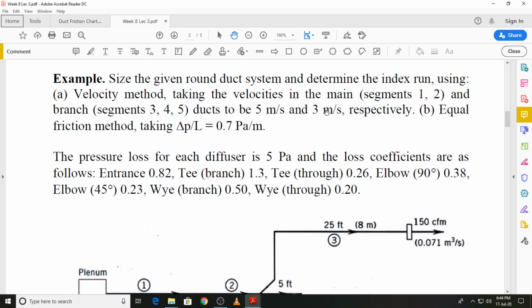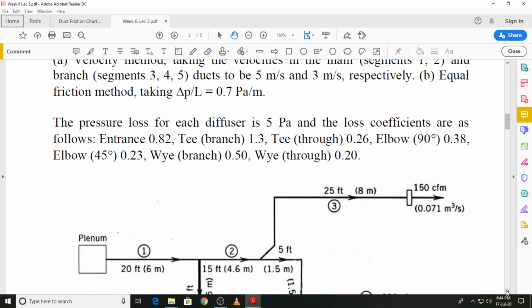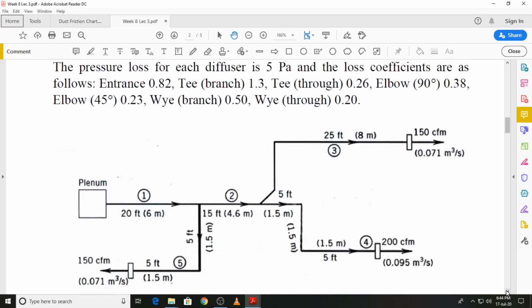Then we will solve for the same layout by using the equal friction method, for which the pressure drop per unit length is again specified as 0.7 pascals per meter, because we will need the dynamic losses as well. So for that the loss coefficients are required, and for this layout the values of the loss coefficients are given to us.